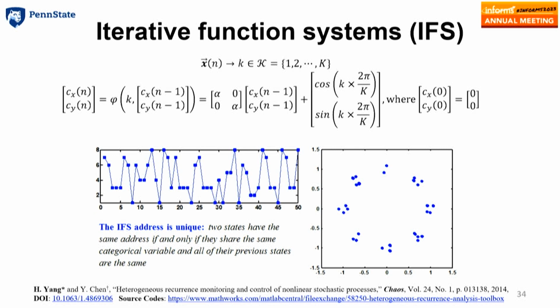So if we continue going, the IFS address is unique for every state. Two states have the same address if and only if they share the same categorical variable, that is, they are entering the same region, and all of their previous states are the same. Okay, so this is the IFS transformation, or we can call it a fractal diagram, because if we zoom in, it will be another circular diagram.